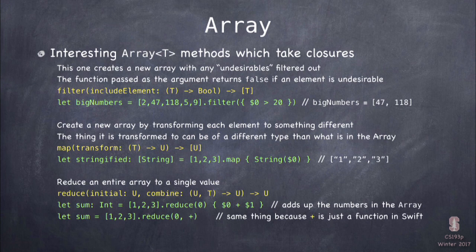We could have done that in our calculator brain too. Remember all those closures we were doing? Closure $0 times $1, that could have just been star. Closure $0 plus $1, that could have just been plus. Okay, because plus is a function that takes two doubles and returns a double.